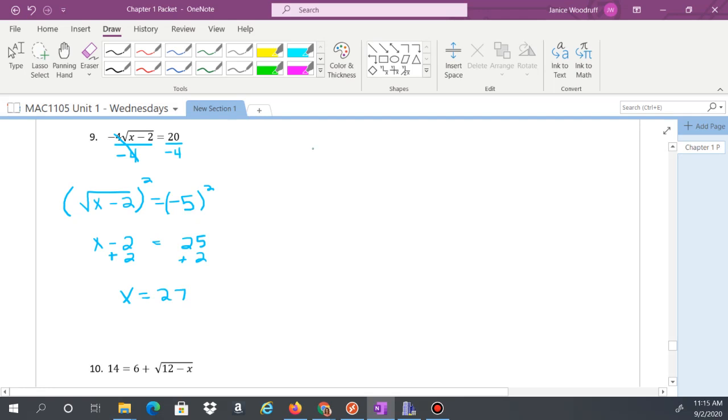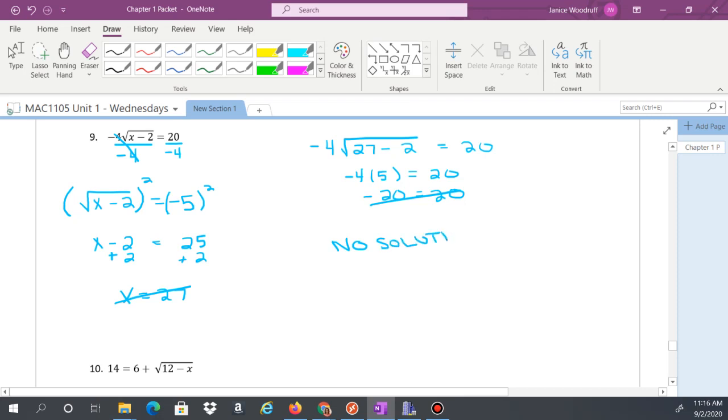Plug it back in. -4 times the square root of 27 minus 2 equals 20. 27 minus 2 is 25. -4 times the square root of 25, 5, does not equal 20. It equals -20. That's a false statement. This goes away. There's no other solution. No solution. All right, so you start recognizing these.